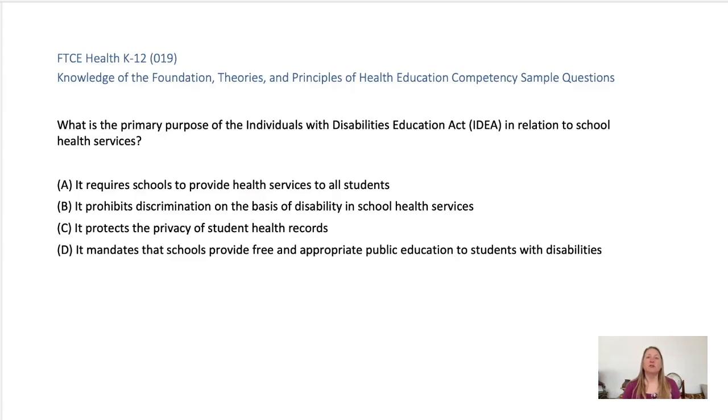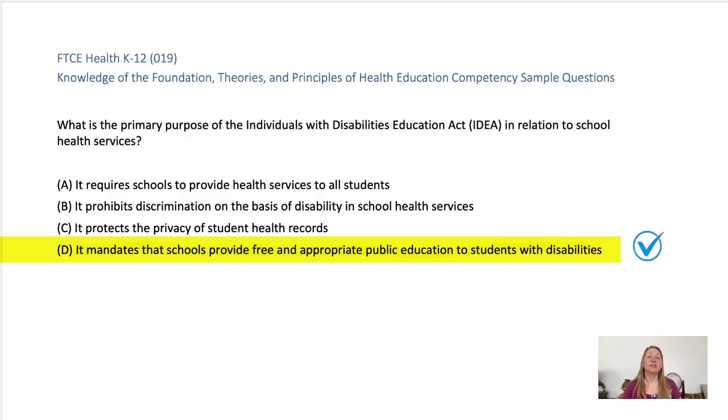A. It requires schools to provide health services to all students is incorrect. This is too broad. IDEA focuses specifically on students with disabilities, not all students. B. It prohibits discrimination on the basis of disability in school health services. This is incorrect. That's actually the role of Section 504 of the Rehabilitation Act, or the ADA, not IDEA. C. It protects the privacy of student health records is incorrect. That's the job of FERPA, not IDEA.